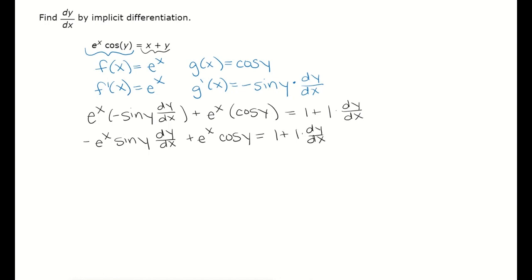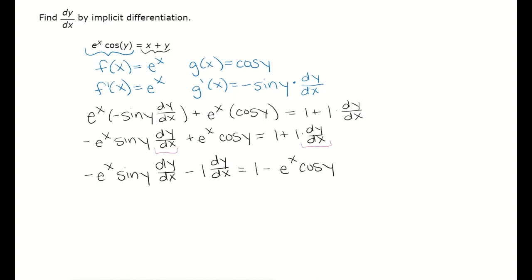We need to solve for dy over dx, so we have to get it on one side. We subtract the 1 dy over dx from the right and the left, and we subtract e to the x cosine y from the left and the right, which leaves us with negative e to the x sine y dy over dx minus 1 dy over dx equals 1 minus e to the x cosine y.